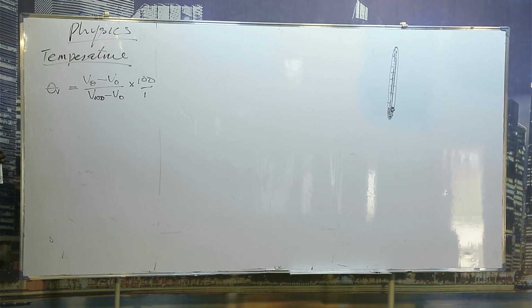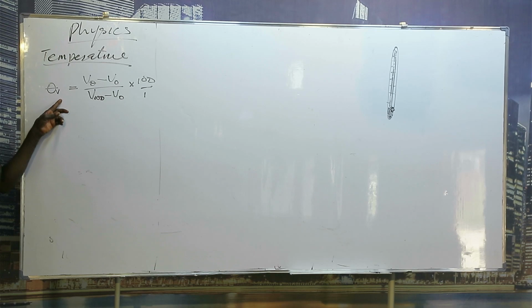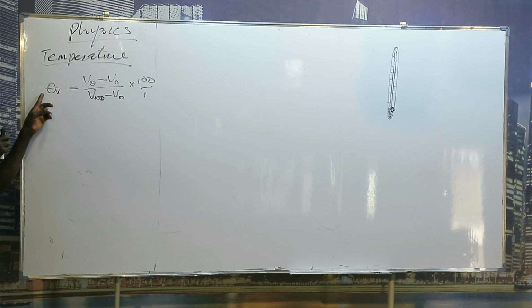So let us look at the parameters in the equation. The first one here is theta, with a small letter v. It is called temperature due to change in volume. Can you say it? Temperature due to change in volume, or you say temperature at variation of volume.